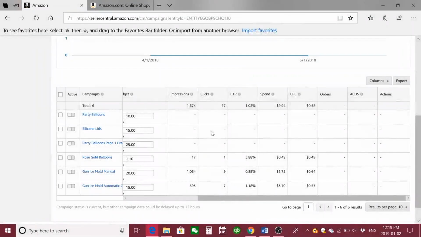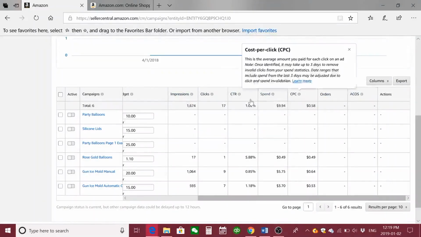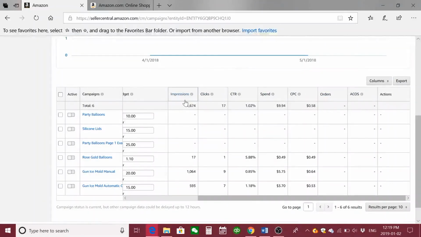I know we went over a bit about the advertising terms right here in this column up here. However, I want to dive deeper and give you guys an example of exactly what they mean so you fully understand it. So for impressions, it's the number of times your ads were displayed.